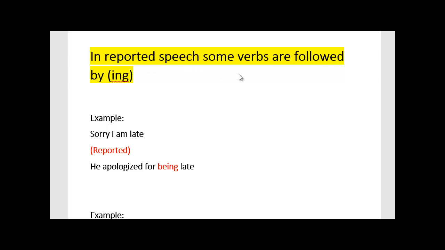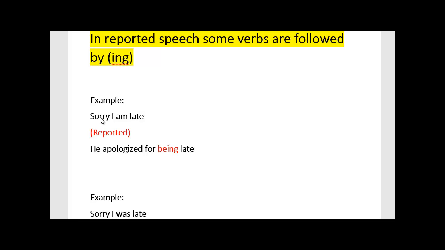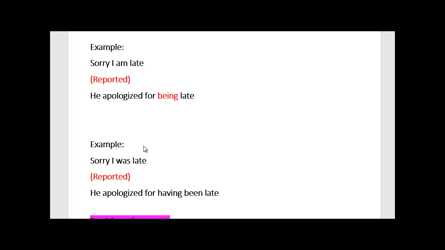Also, in reported speech, some verbs are followed by ing. Here's an example: "Sorry, I'm late." So, "He apologized for being late." We used ing for being, verb to be plus ing. And another example: "Sorry, I was late." So, "He apologized for having been late."